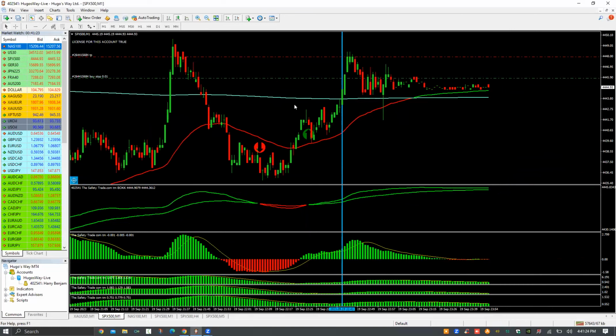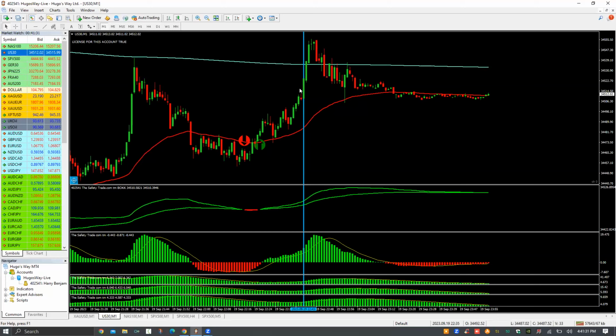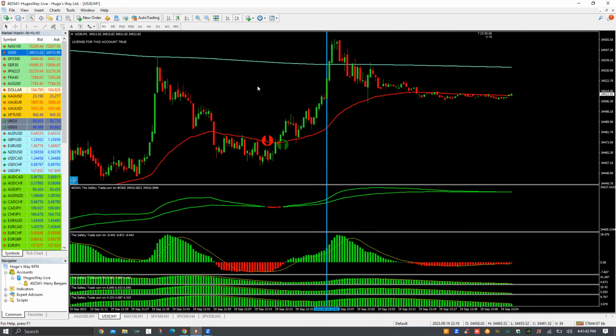Let's throw NAS on there. You can see NAS crossed on the same line. And then we could throw US30 on there. You could see US30. When NAS and SPX crossed, US30 was still down here. So that gave us all of this. That's about 12 pips on US30 before it crossed.